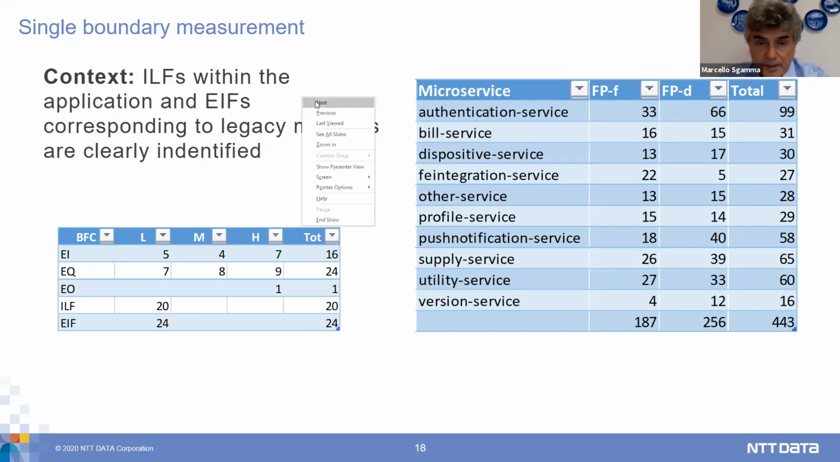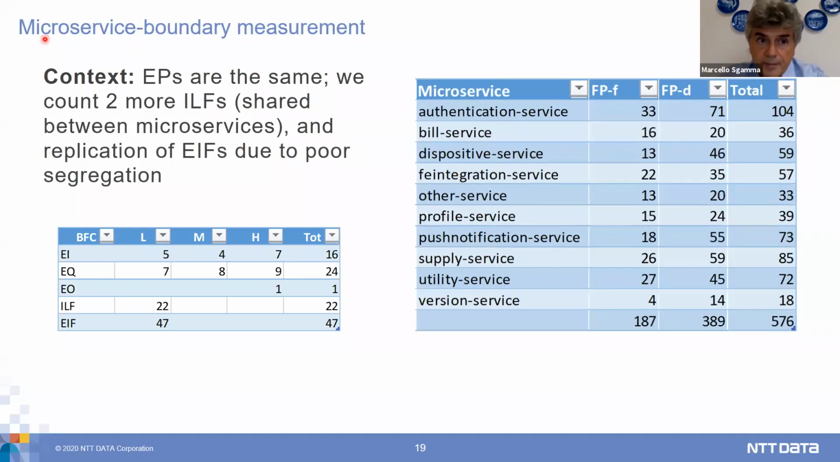When passing to the multiple boundary, the microservice boundary measurement, we see a change. We can note two things. The operations obviously remain the same, and so the transactional functions do not change passing from one boundary approach to the other. We have a slight increase in ILFs, with two of them which are shared between different services. We see a significant increase in external interface files for data entities, data functions, which are shared between different microservices.